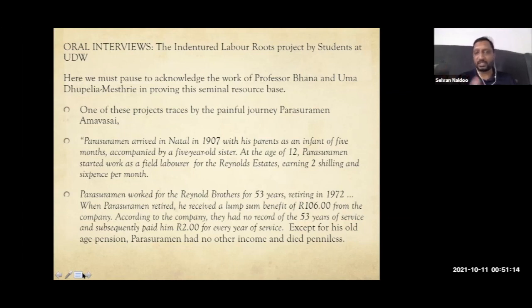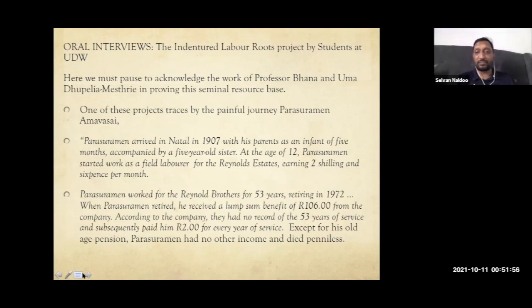In one particular case, this is a painful story of Parasuraman Ammavasai. Parasuraman arrived in 1907 with his parents as an infant, and he was accompanied by his 5-year-old sister. At the age of 12, Parasuraman started work as a field laborer. So by 12 years, children were fully involved in the system of labor provision, and he earned 2 shillings per month. The saddest part about Parasuraman and his life was that he worked for this company, the Reynolds brothers, who were the most unkind and where the most amount of abuse was committed in their plantations. He worked for them for 53 years.